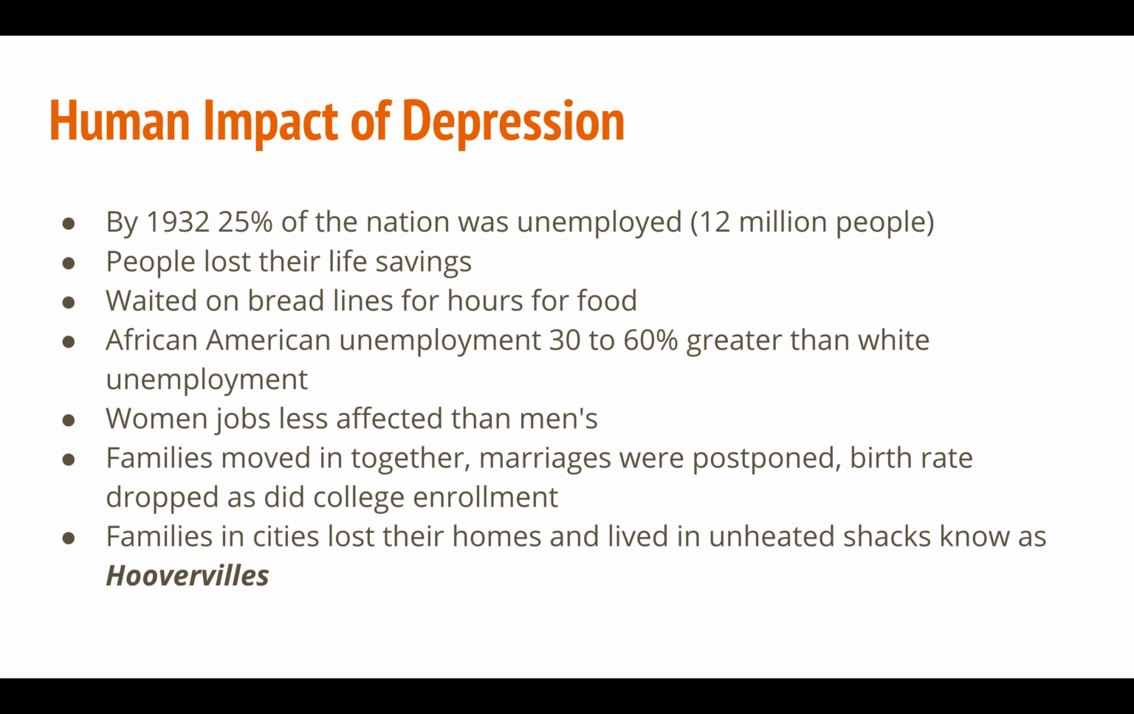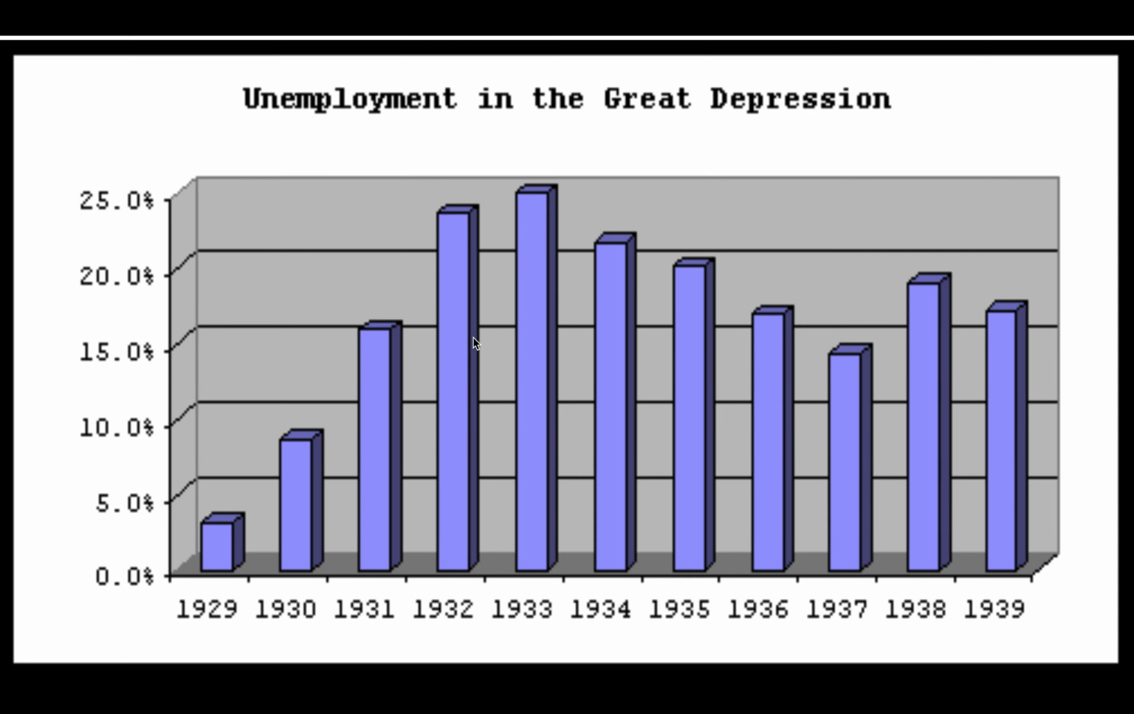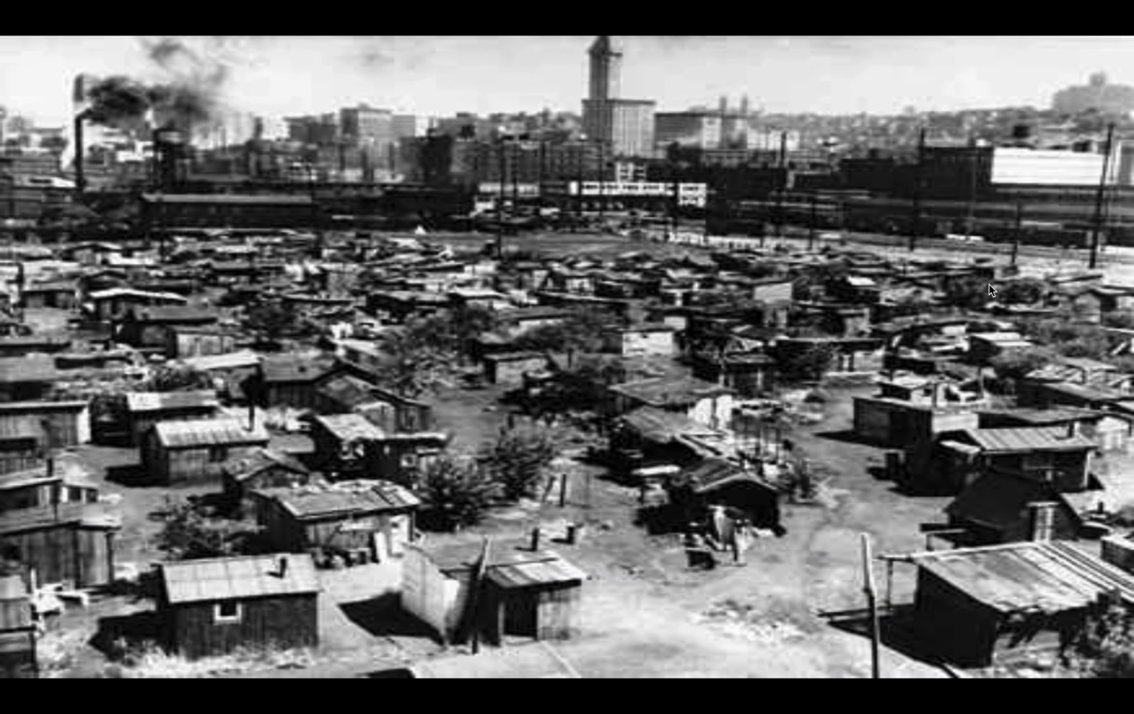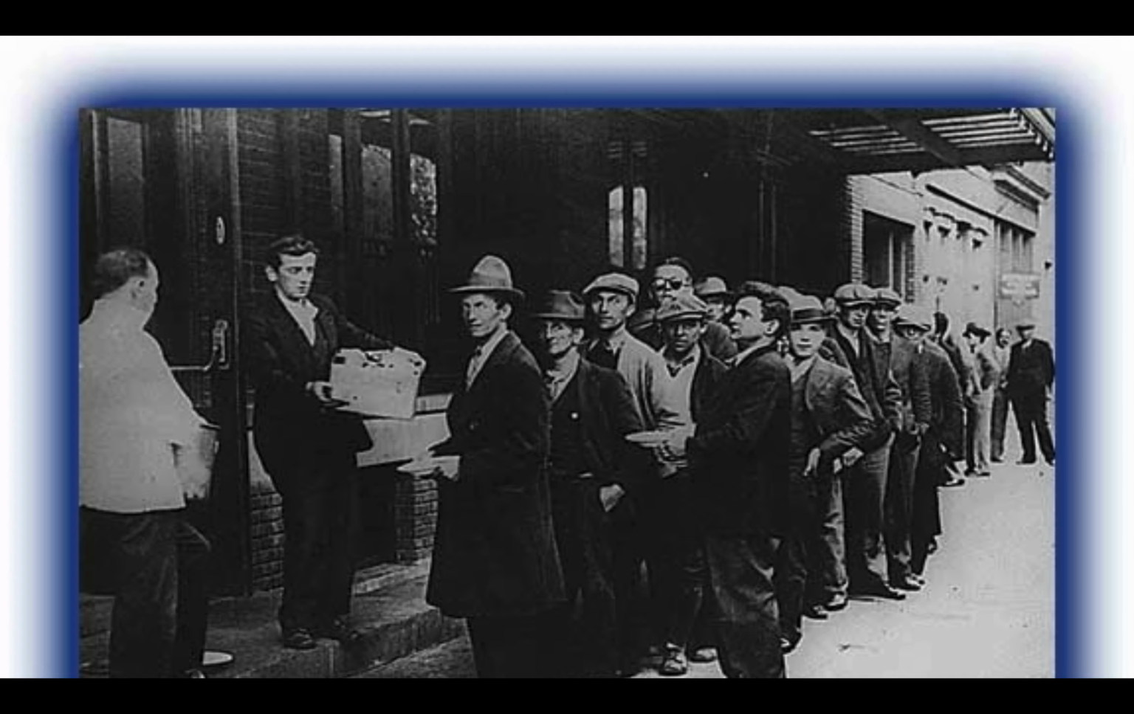Families moved in together. Marriages were postponed. Birth rates dropped. People weren't having families. People didn't go to college. Things like that. People living in poverty, their little makeshift towns were known as Hoovervilles. We'll take a look at a picture of that. This is the 1929 unemployment rate. You see the very next year it skyrockets and it hits 25%. This is going to be right around when FDR is elected. So we'll talk about FDR in a second. Those are Hoovervilles. Breadline.